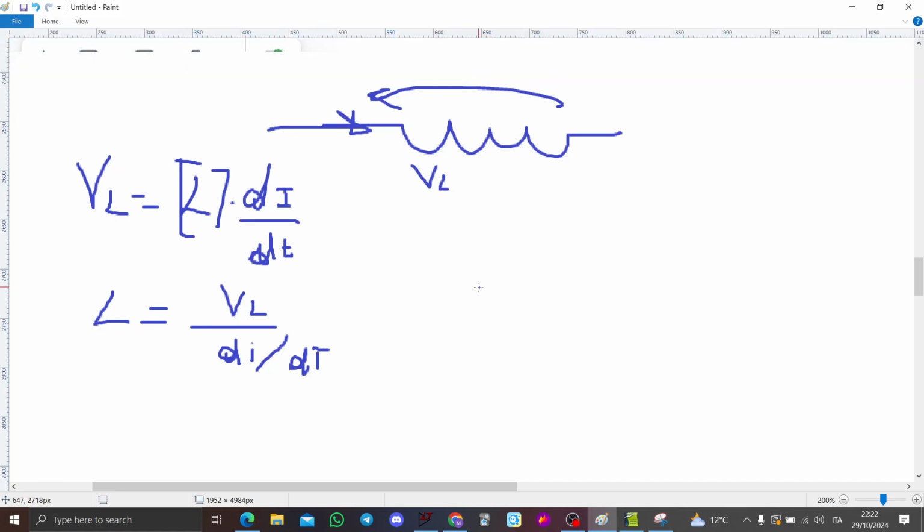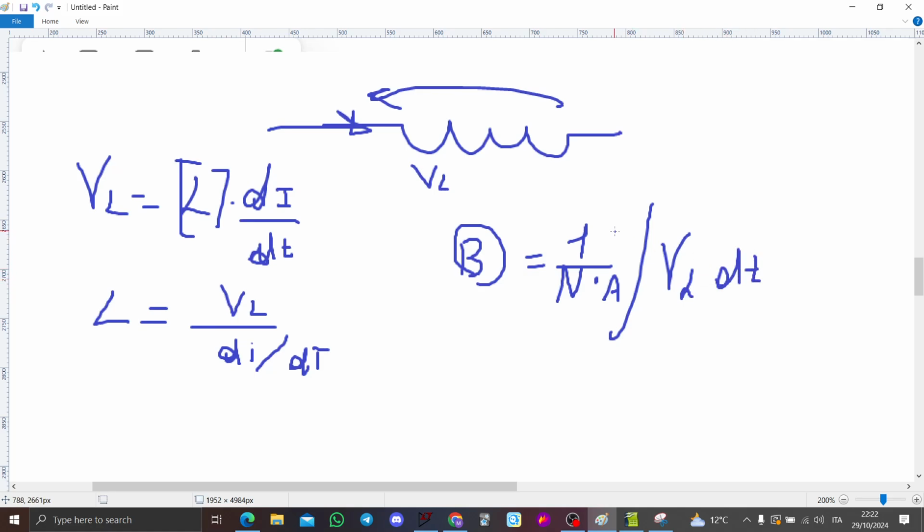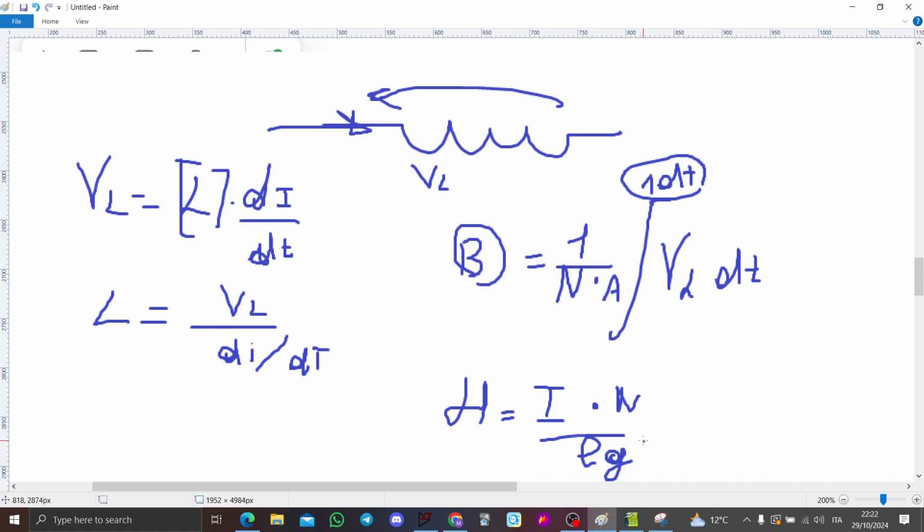Then, how to extract B? B, by definition, is 1 over N times A, times the integral of VL in dt. This can be done in LTSpice just by using the IDT command. And then we also need H, but H we can even omit, because it is I times N over the magnetic path length, times the gap length.